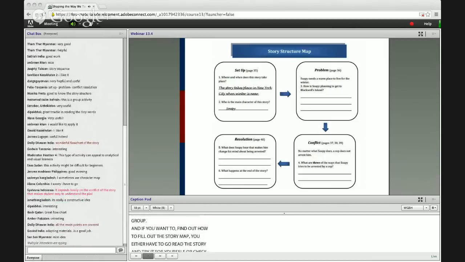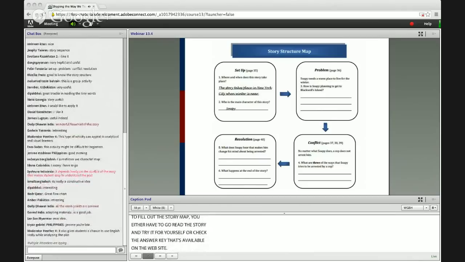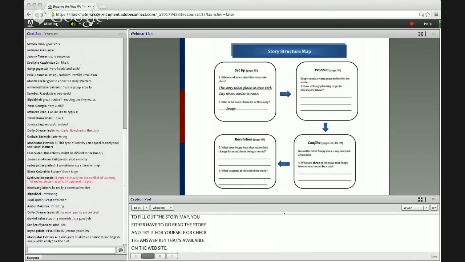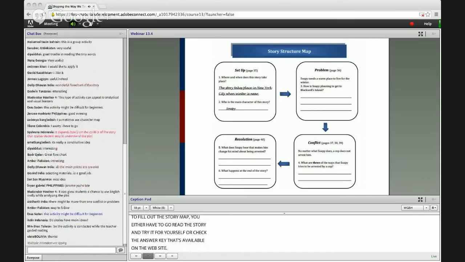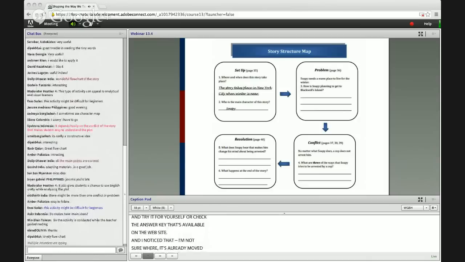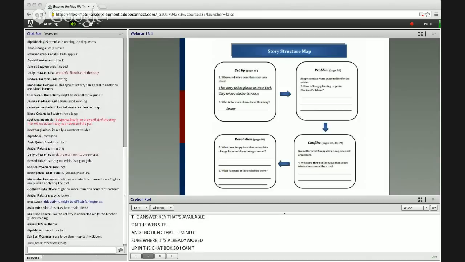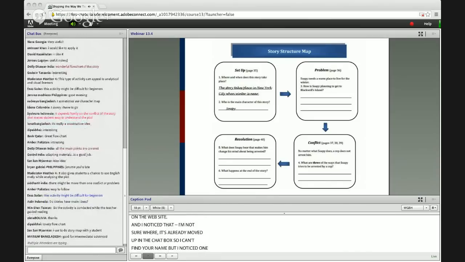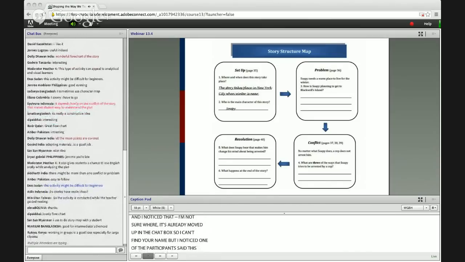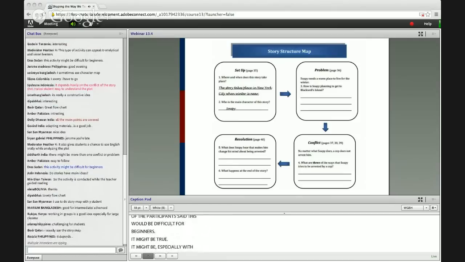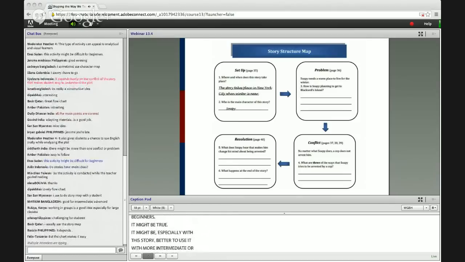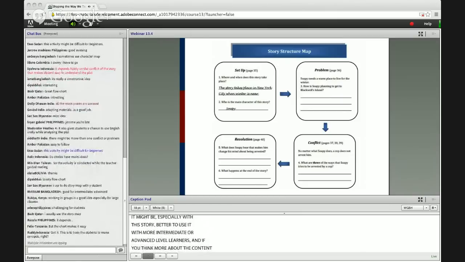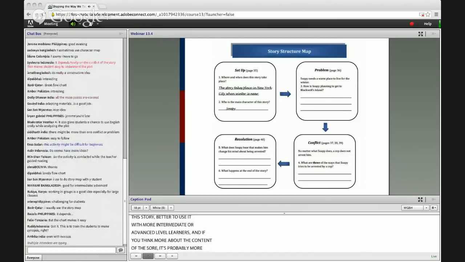I'm not sure where it's moved to in the chat box, so I can't find your name, but I noticed that one of the participants has mentioned that this would be difficult for beginners. And I think that could be true. Especially with this story, it might be better to use this with more intermediate or advanced level learners. And if you think about the content of the story, it's probably more appropriate for older learners as well, who tend to be more advanced. Not always, right? But sometimes.